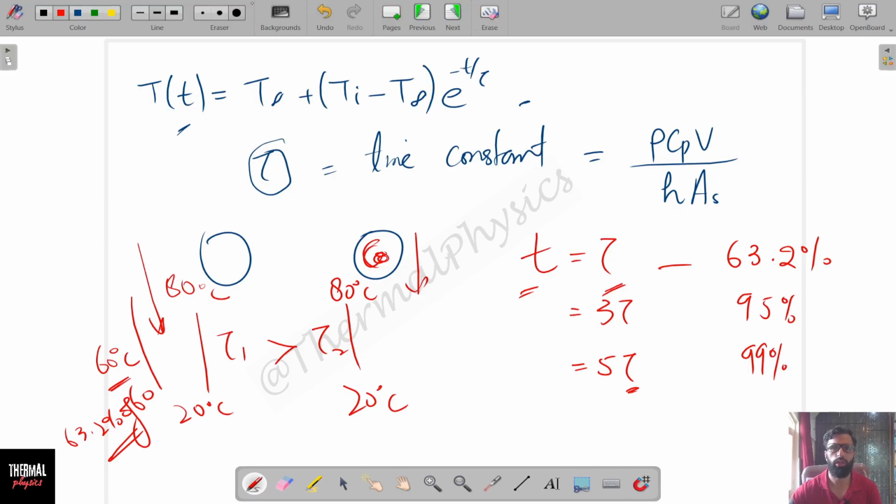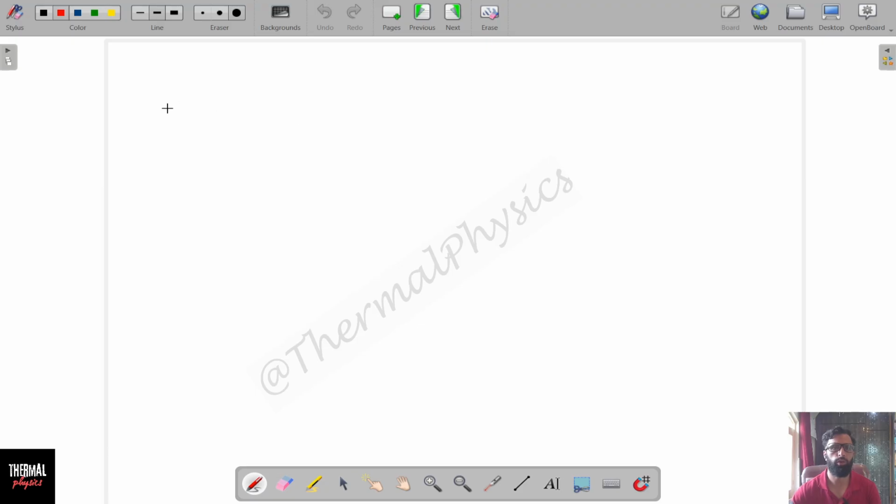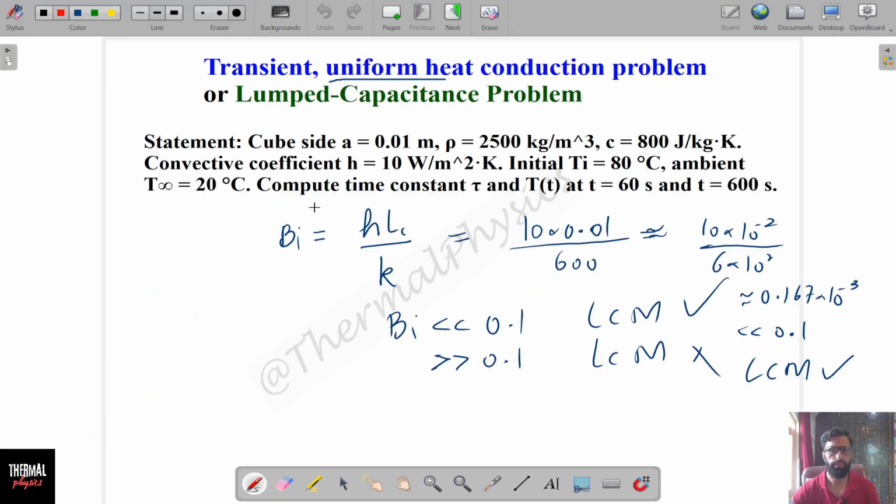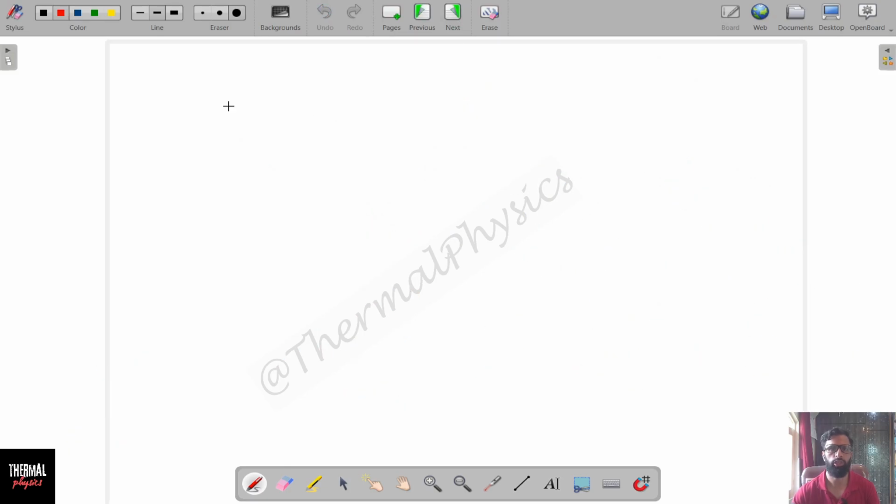So let us start solving the problem. Our problem says three things. The dimensions are given, density, Cp is given, h is given, initial temperature is 80, ambient is 20. We have to find the time constant, and the temperature after 60 seconds and 600 seconds. So let us start with the time constant.